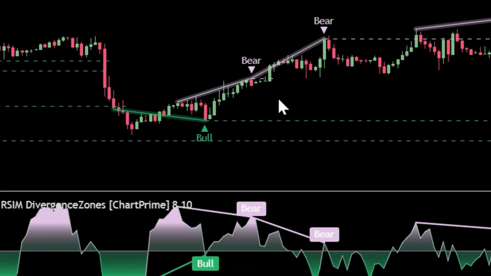Following this approach ensures that your scalp trade is aligned with both momentum and confirmed support, giving you a higher chance of successful quick trade.